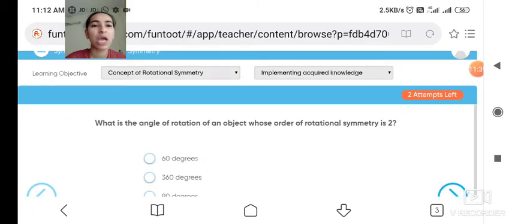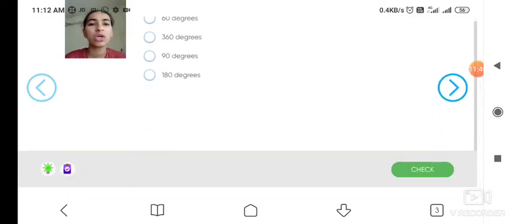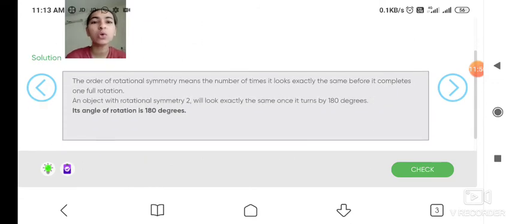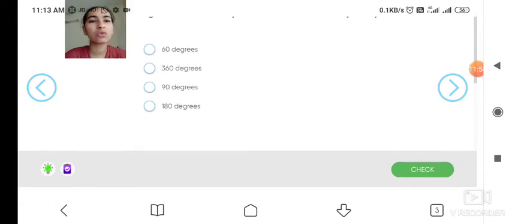Now what is the angle of rotation of an object whose order of rotational symmetry is 2? Okay, if the order of rotational symmetry of a figure is 2, then the object with rotational symmetry 2, we have to rotate it by 180 degrees. Okay, so the angle of rotation is 180 degrees.